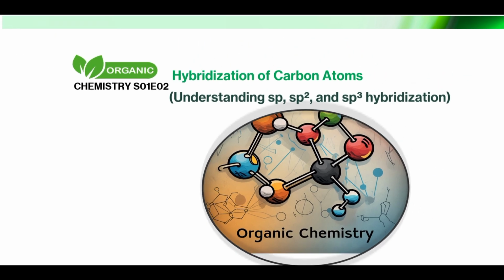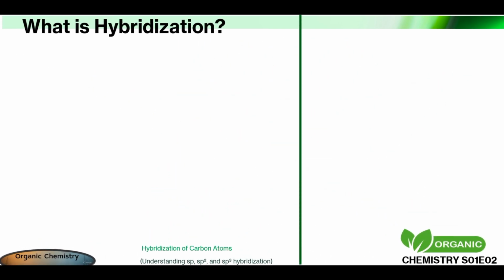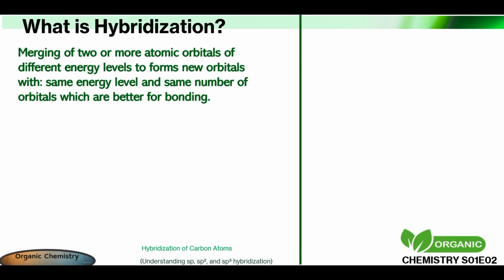What do we mean by hybridization? When we say hybridization, we are looking at the merging of two or more atomic orbitals of different energy levels to form new orbitals with the same energy level and the same number of orbitals, which are better for covalent bonding. There are things I want you to take note of here.